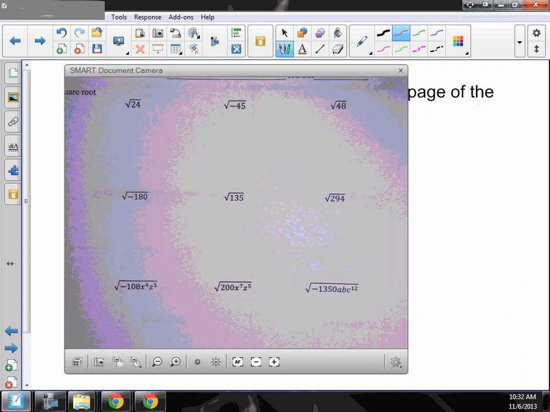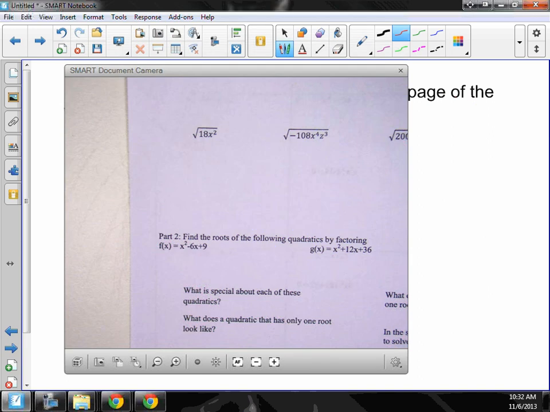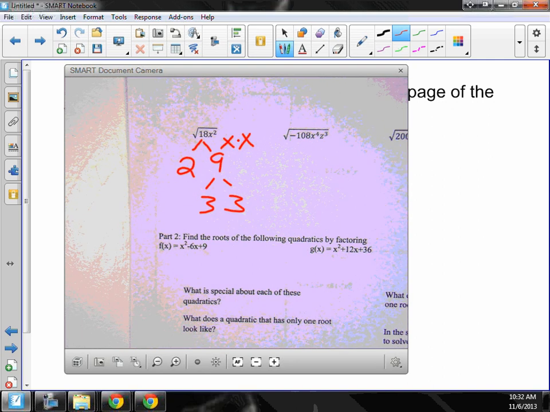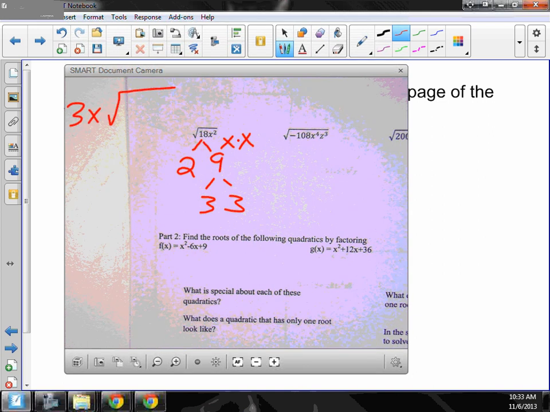Look at this one, 18x squared. So I have a 2 and a 9, 3 and a 3, and I also have x times x. Do I have any pairs? I have a pair of x's and a pair of 3's. So I bring out a 3x. What's left on the inside? Just a 2, nothing else.